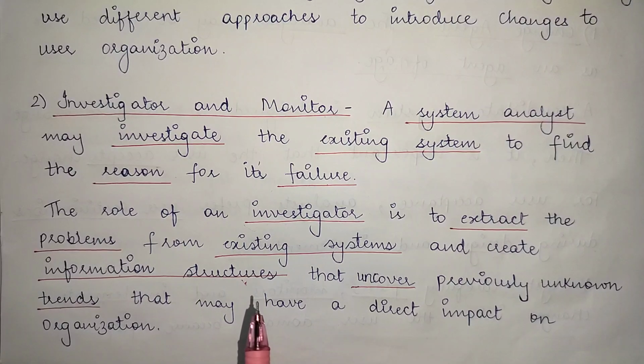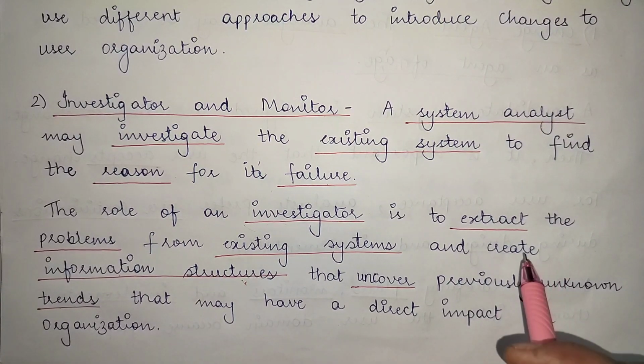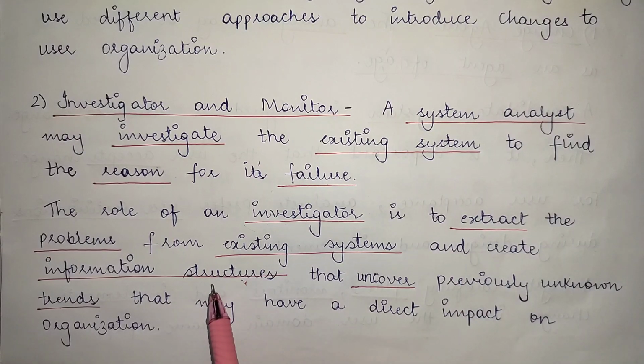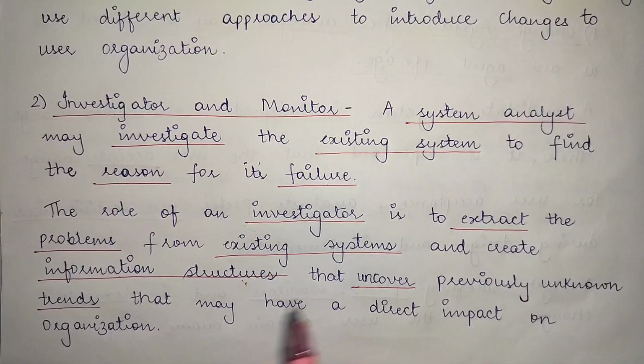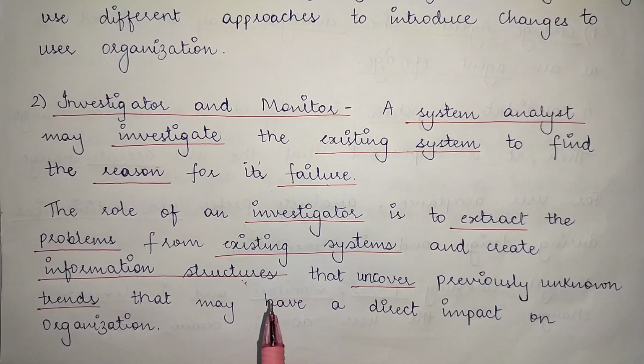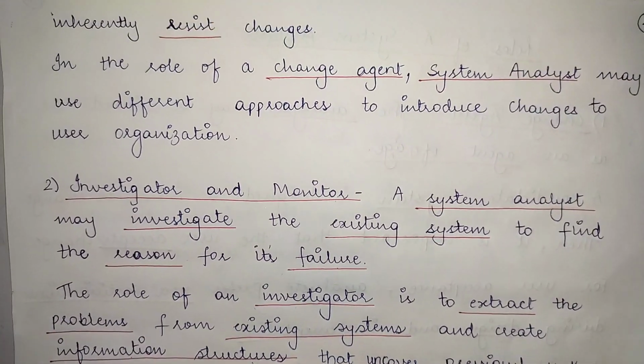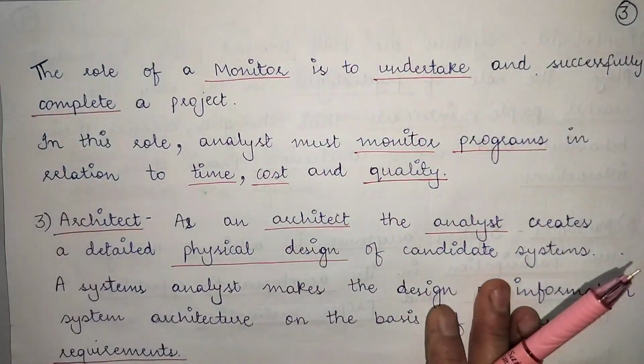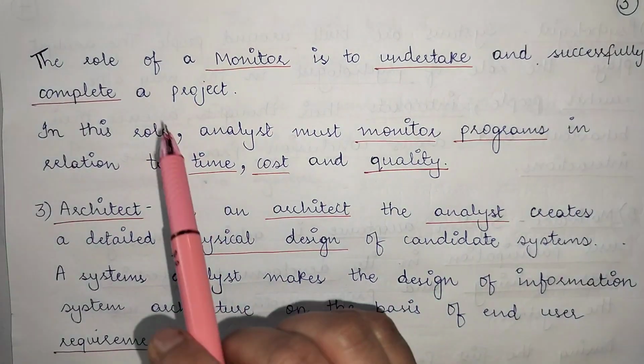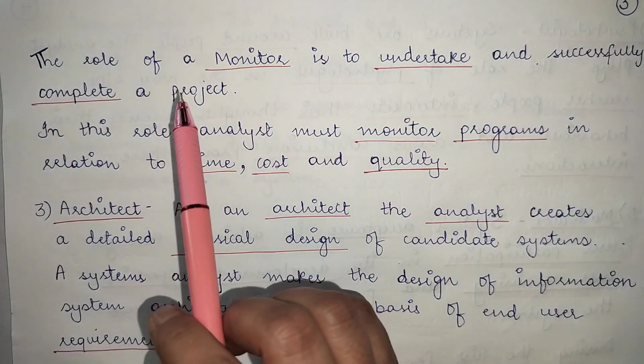So after finding out the possible problems with the existing system, the system analyst will create information structures, and these information structures help to uncover trends which were previously unknown to the organization, but which may have a direct impact on the success and overall growth of the organization. Then these are the roles. This was as an investigator.